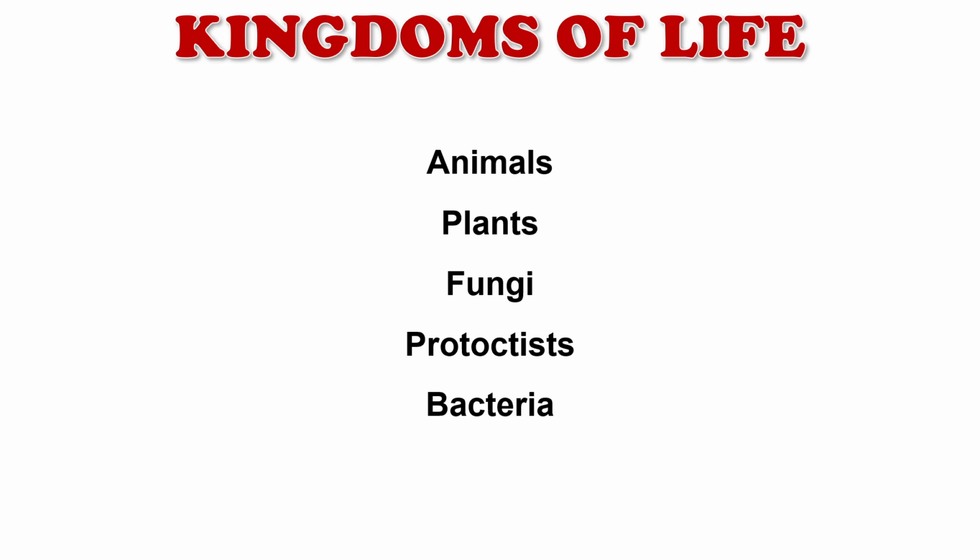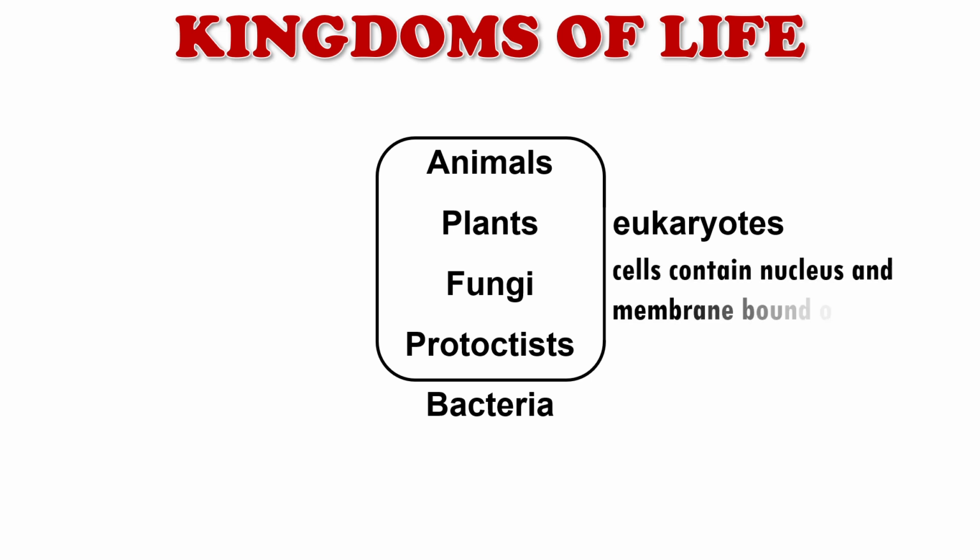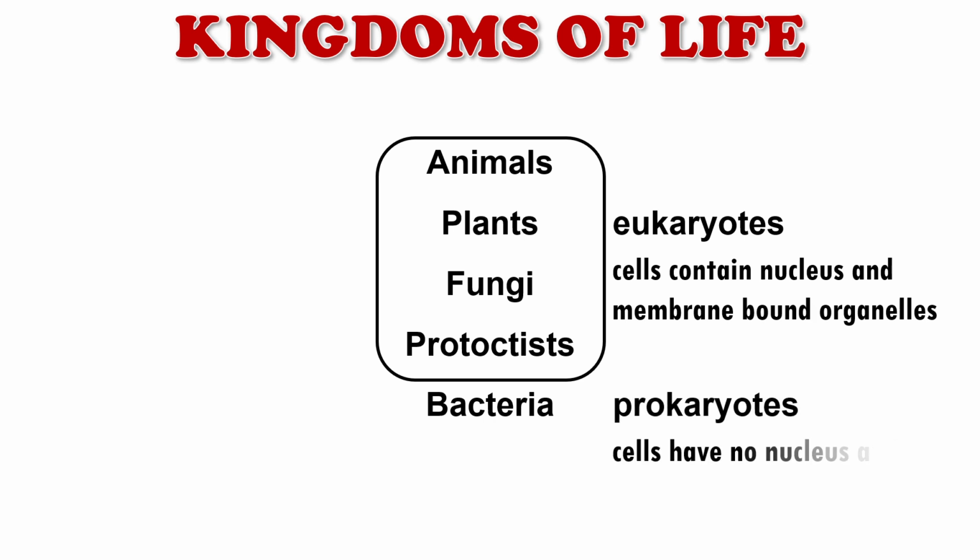Before we go through each group in detail, there's something important to understand about their cell types. 4 of the 5 kingdoms, animals, plants, fungi, and protoctists, are made up of eukaryotic cells. Eukaryotic cells contain a nucleus surrounded by a membrane, along with other membrane-bound organelles such as mitochondria and chloroplasts. Bacteria, on the other hand, belong to a group called prokaryotes. Prokaryotic cells don't have a nucleus. Their DNA just floats freely in the cell. They are much simpler, and they don't have membrane-bound organelles.